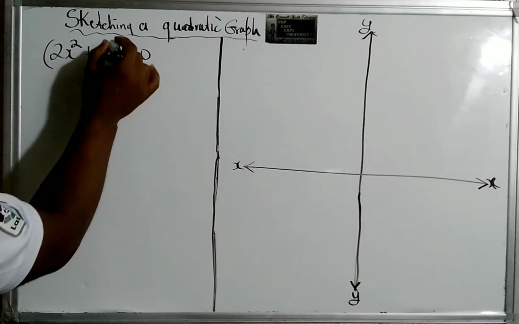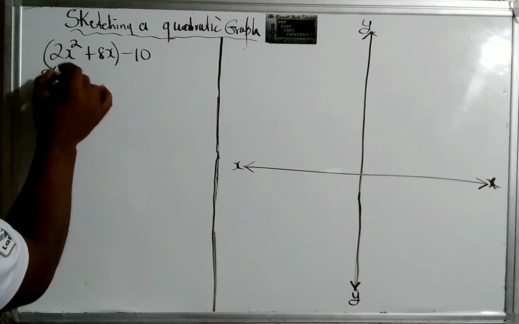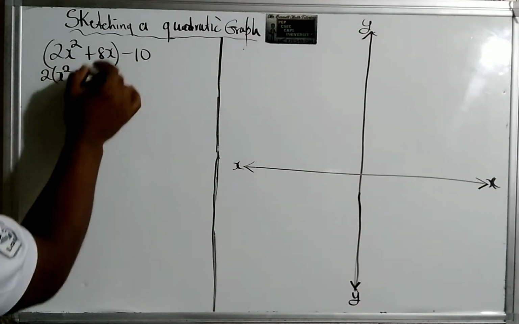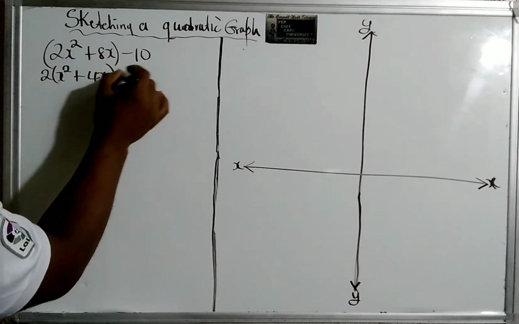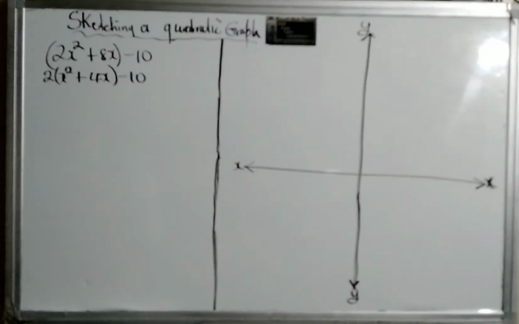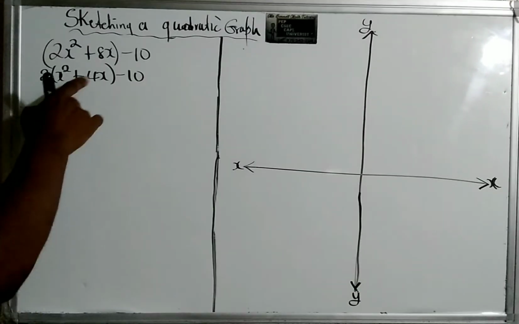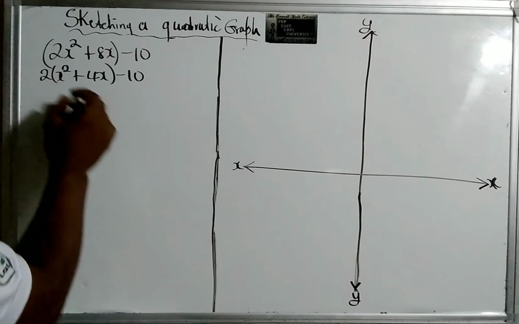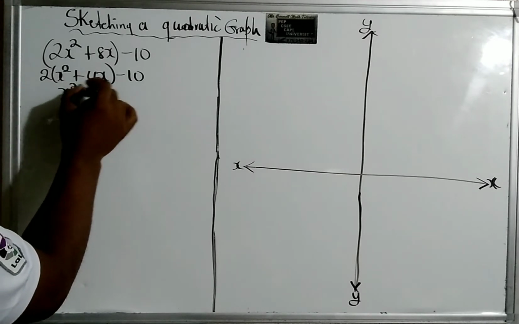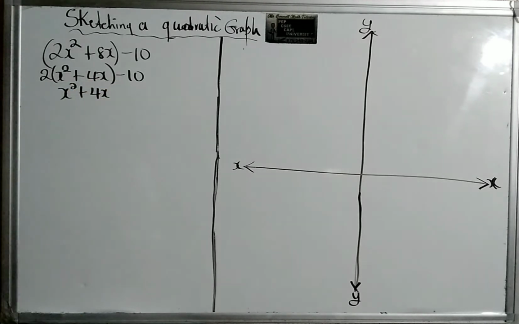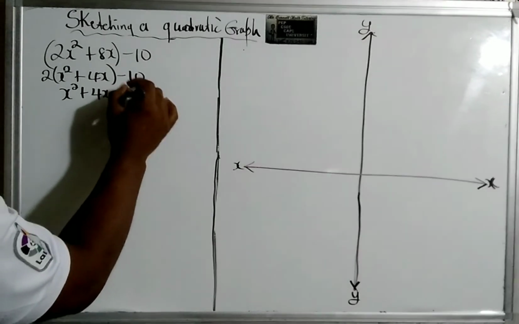So first we bracket off this, factor out the 2, 2 into 8, 4. Alright, so let's go now. We need to find a half of this and square it in order to put in a third term. So half of 4 would be 2. But we're also going to square it.